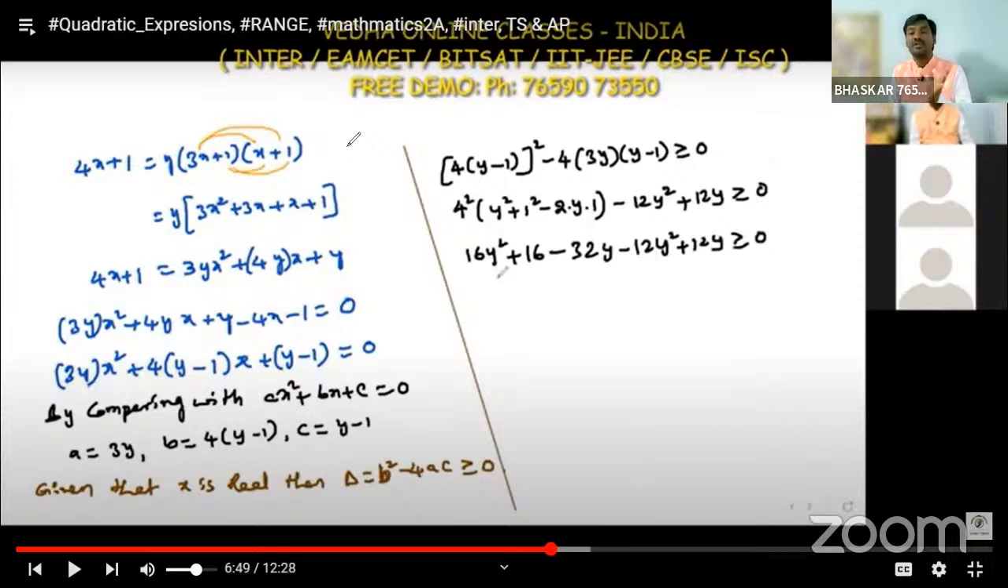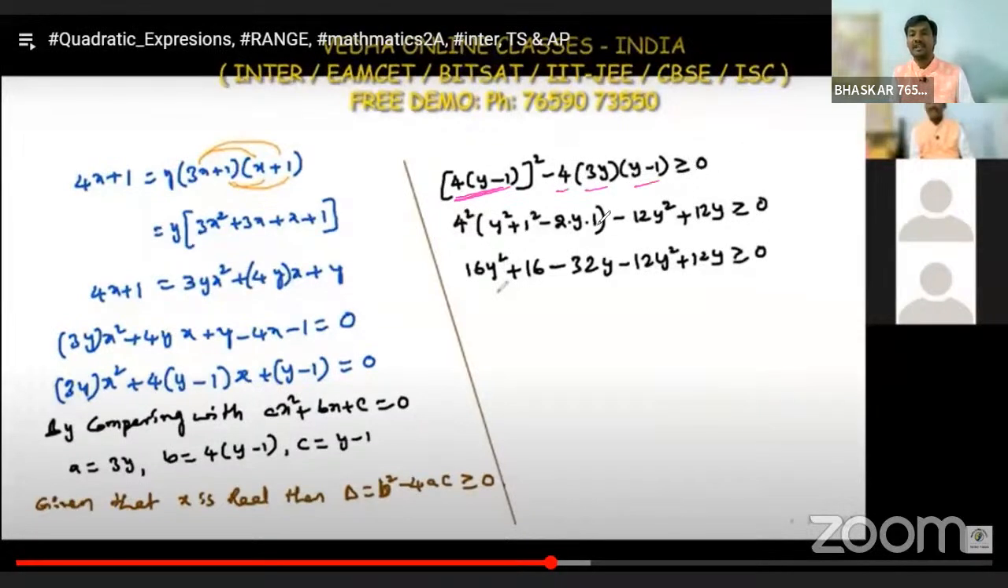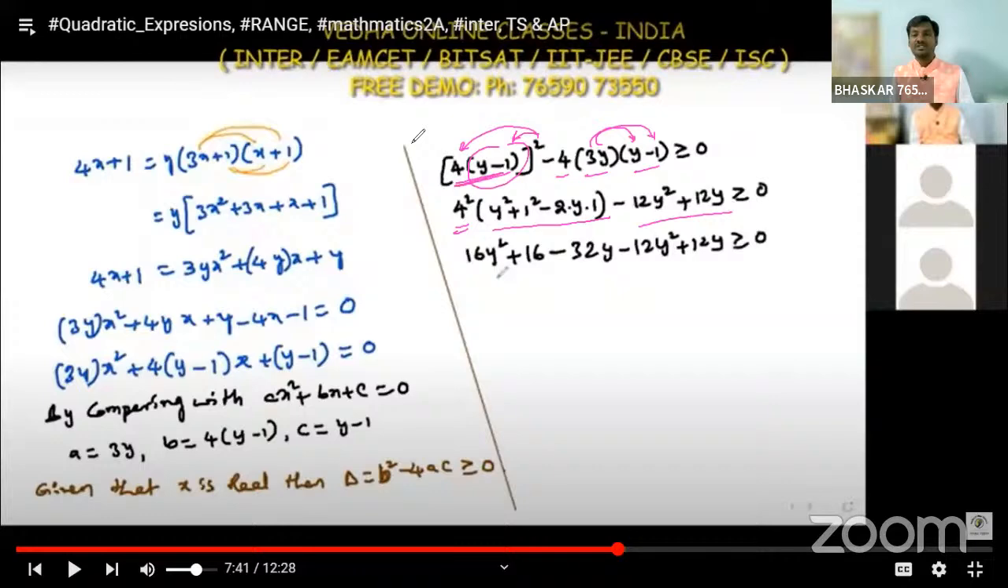That means 4 into (y minus 1) whole square. Here is the b value, b square minus 4ac greater than or equal to 0. Here the (a minus b) whole square formula is applicable for both, remember. 4 square is 16 and (y minus 1) whole square is a square plus b square minus 2ab. 4 into 3 is 12, 12y into y, 12y into minus 1.